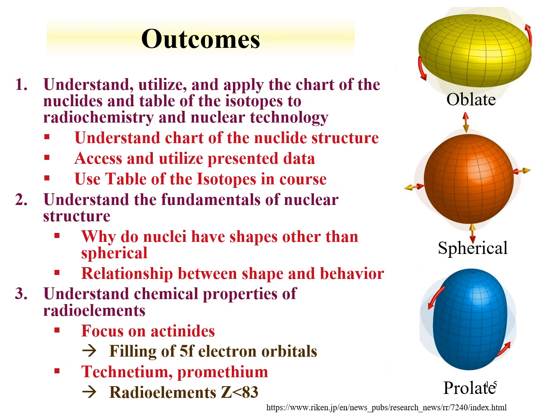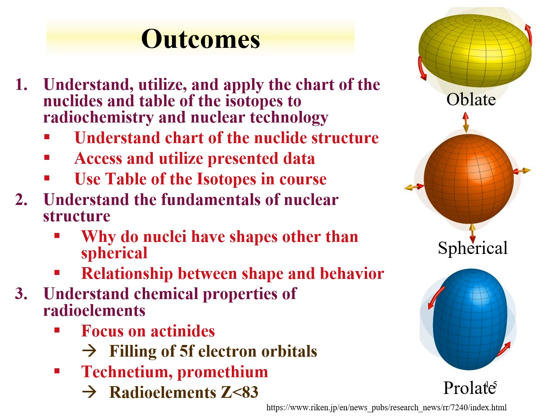The course has 7 outcomes where by the end of the course, the student should have some expertise, experience, knowledge in a few different topics related to radiochemistry. First outcome is understand, utilize, and apply the chart of the nuclides, table of the isotopes to radiochemistry and nuclear technology. Primarily, this is understanding how to obtain the data that are presented in those documents and utilize that information.